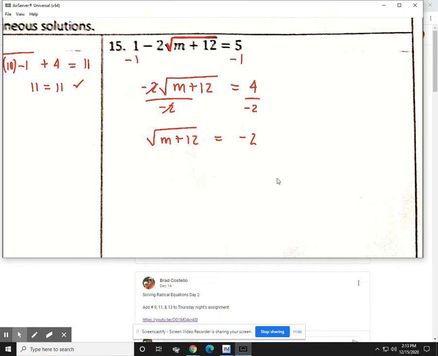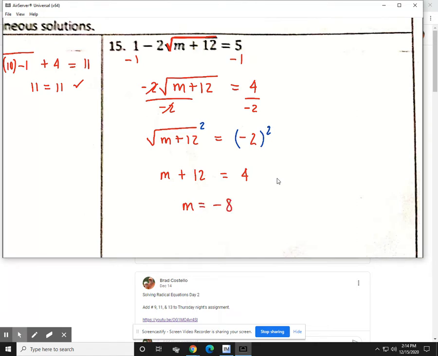Now, from here, I've got this radical isolated, so we can get rid of it by squaring both sides. On the right side, remember, you're squaring negative 2. So you need to be careful, make sure you put it in parentheses, because negative 2 is getting squared. That means negative 2 has to multiply by negative 2, which you know is going to become a positive 4. And then on the left side, you're left with simply m plus 12. So from here, you subtract 12. So 4 minus 12 is negative 8.